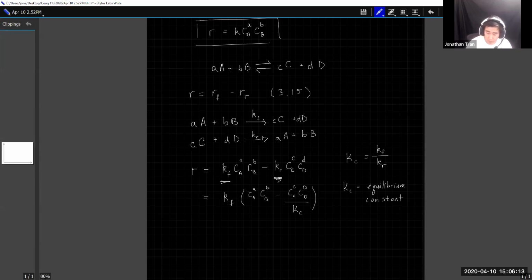Okay, so here we have a fairly general form of what the rate law for a reversible reaction is going to look like. And let me highlight this one for you.